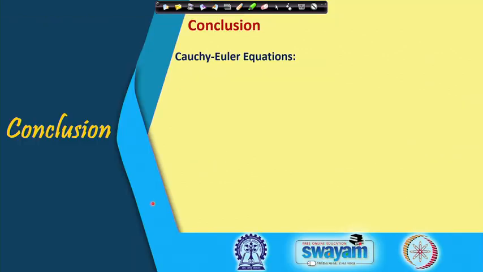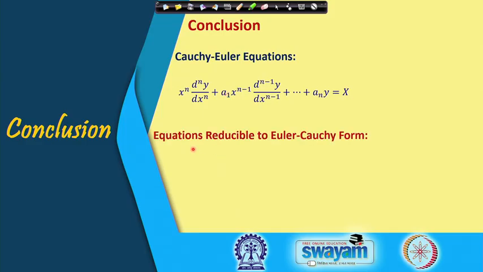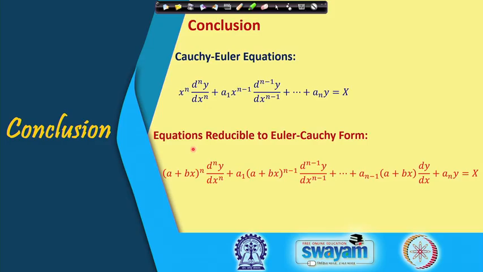Coming to the conclusion here. We have discussed today the Euler-Cauchy equations, which are a special form of equation in terms of the coefficients, x power n minus 1 with the n minus 1 derivative and so on. We have also discussed equations reducible to Cauchy-Euler form, and in particular we have taken the form where instead of x power n we have (a plus bx) power n. The idea was simple: if we substitute a plus bx as a new variable, then this equation can be reduced to the Cauchy-Euler equation, and then one more substitution will lead to a linear differential equation with constant coefficients.